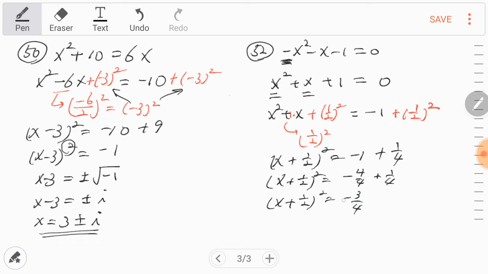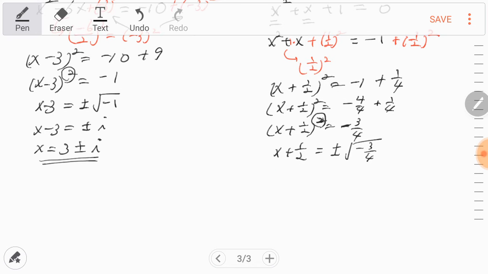Okay, as you can see here, something squared is negative. So the solution should be what? Complex. Alright, then get rid of this power 2. Then the base x plus 1 over 2 is plus or minus square root of negative 3 over 4. Okay, so finally x equals what? Move this fraction to the right, negative 1/2 plus or minus square root of negative 3 over 4.